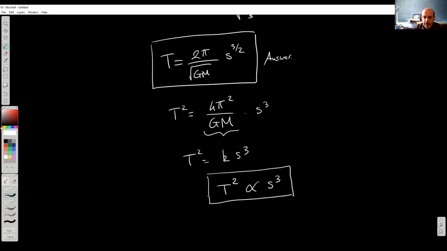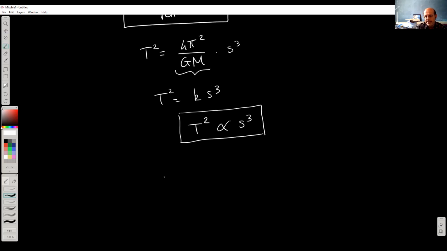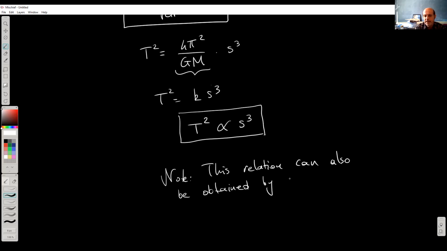Okay. I'm going to add one more thing in here. Why is there a square and cube in here? Why do we get this kind of relationship? Note that this relation can also be obtained by using dimensional analysis.